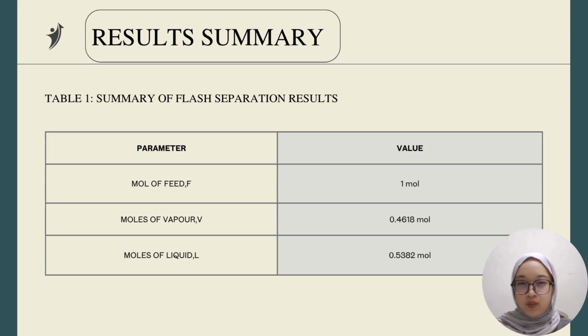This table shows the summary of the flash separation result. The feed entering the flash drum is 1 mole. After separation, 0.4618 mole is obtained as vapor and 0.5382 mole as liquid. The result demonstrates the effectiveness of the flash separation process in splitting the feed into two equilibrium phases.